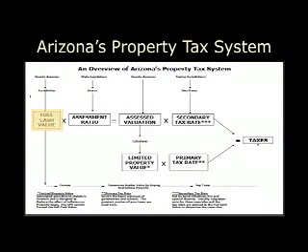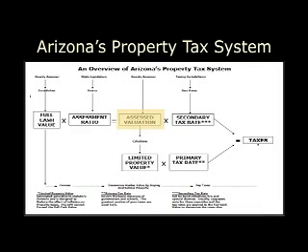So we have a full cash value, and we multiply that times the ratio that the legislature said. If it was an owner-occupied house, that'd be times the 10%. That's your assessed value. Then we take the limited property value, and we multiply that times the primary tax rate. There are different tax rates depending on if it's primary or secondary, depending on if you voted for something extra like school bonds. And then we add those two numbers together.